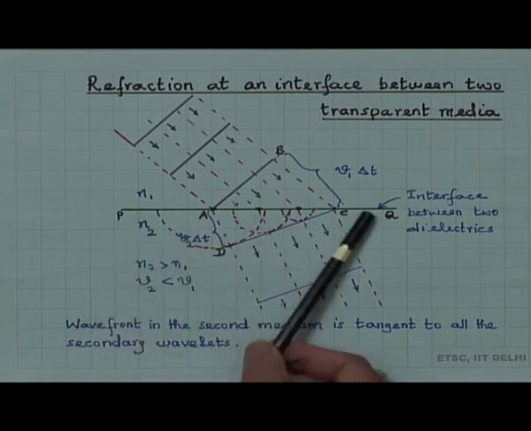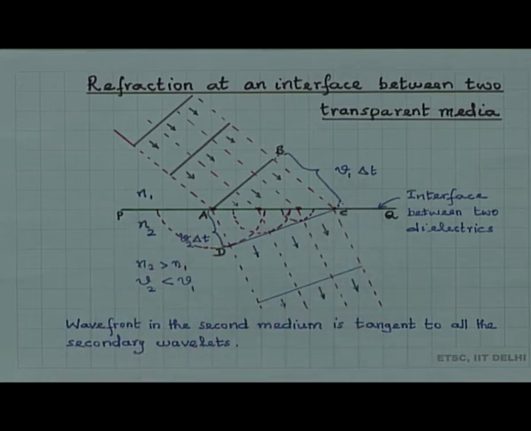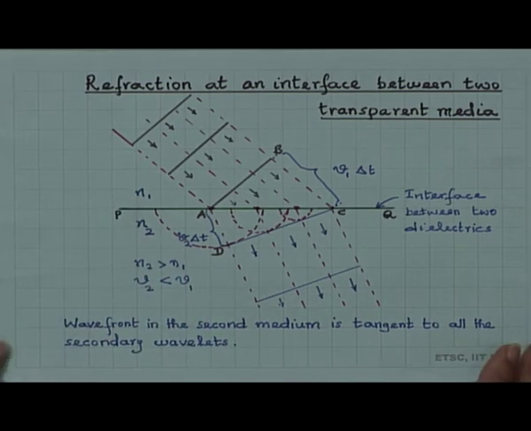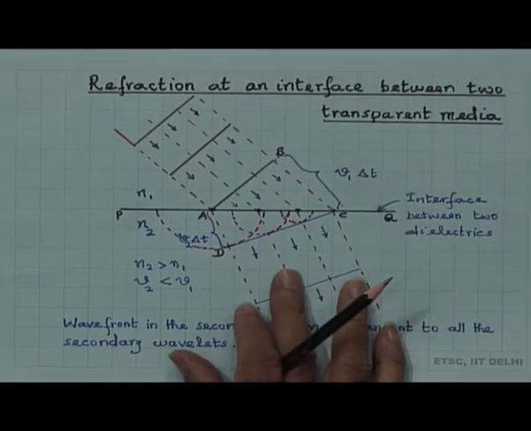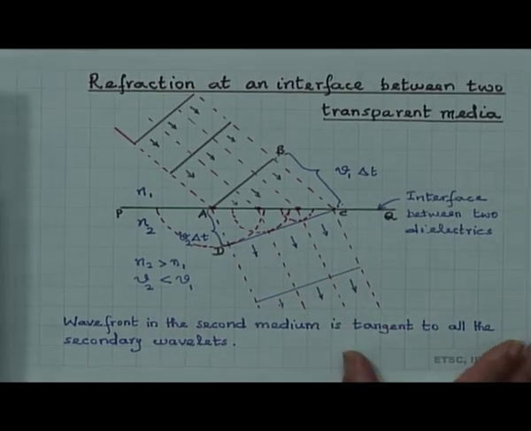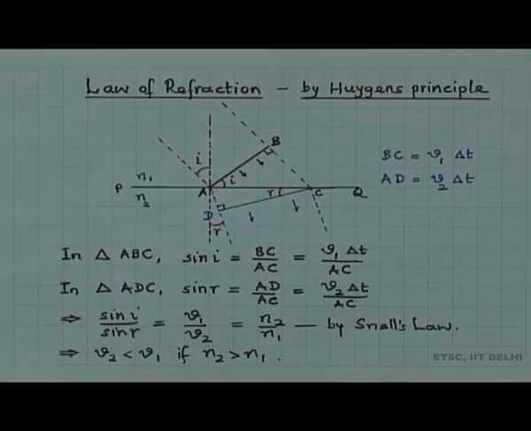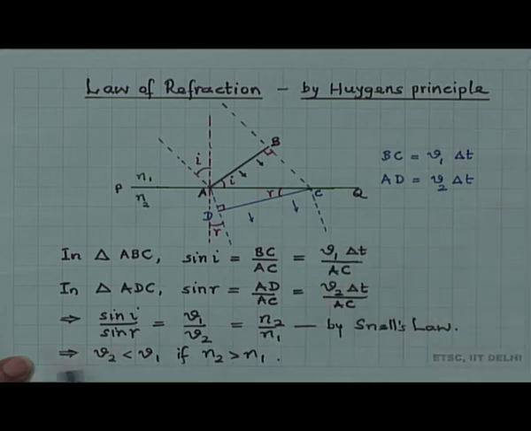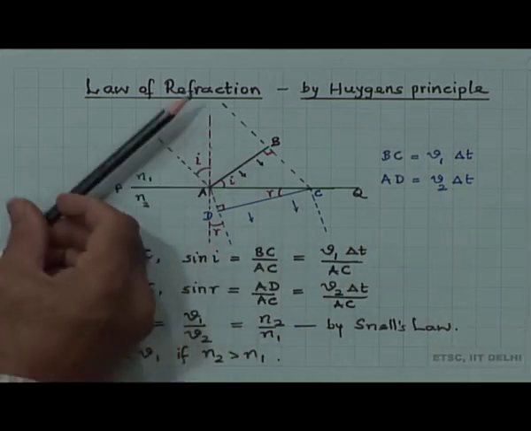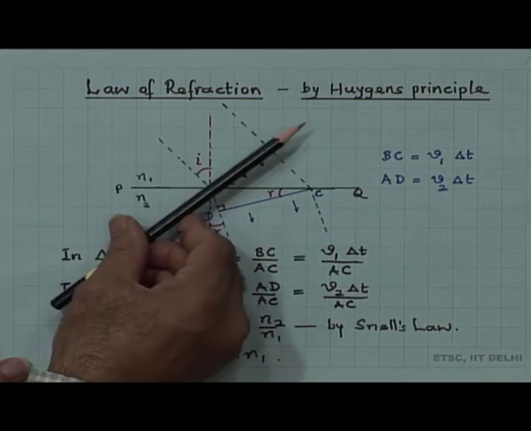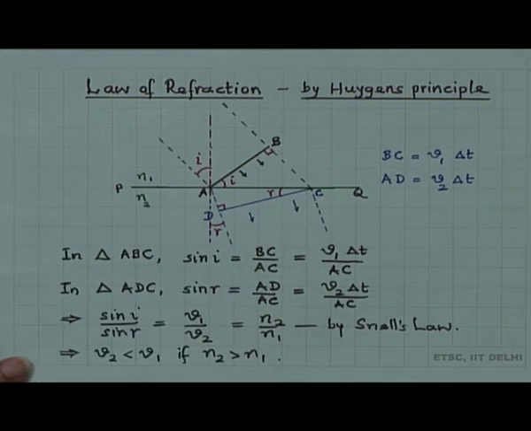That is how the wave propagation at an interface between two dielectrics of refractive index N1 and N2 is described using the Huygens principle. So, I keep a clearer picture of the same figure to show the law of refraction by Huygens principle. This was the incident wavefront, and then this is the refracted wavefront.